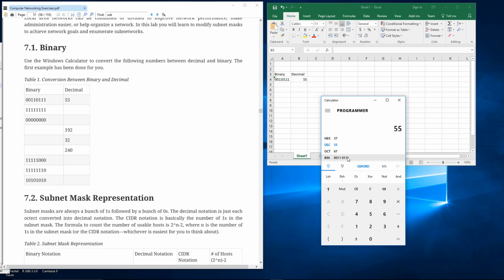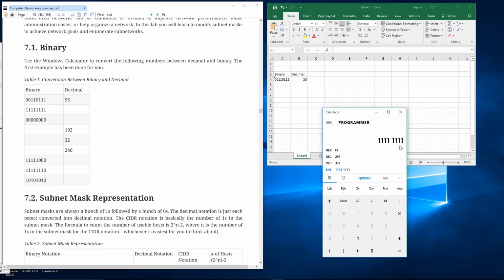What if I want to go the other way? What if I have a binary number like this, 11111111, and I want the decimal representation? Well, I can clear this out, just hit the escape key. I'm going to put in 8 ones. 1, 2, 3, 4, 5, 6, 7, 8. I chose 8 because our IP version 4 addresses have 4 octets, and each octet is 8 binary digits. Same thing with our subnet mask. There are 4 of these separated by periods.